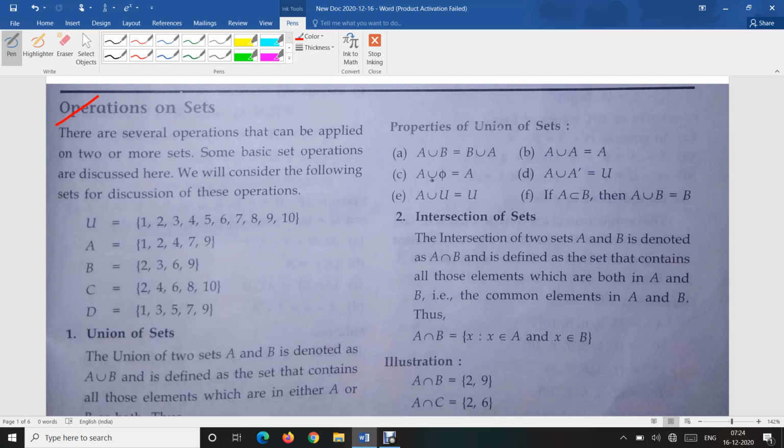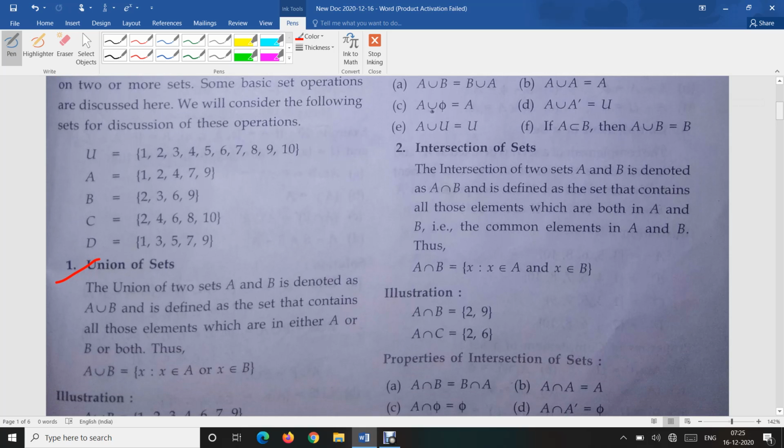The first one is union of sets. So what do you mean by union? The term union means together, that means a collection. So what do you mean by union of sets?